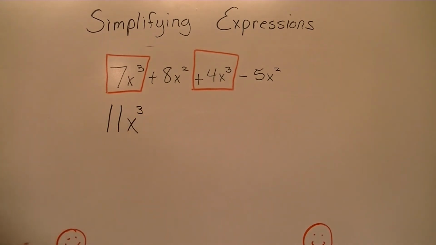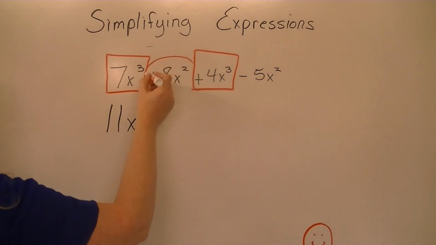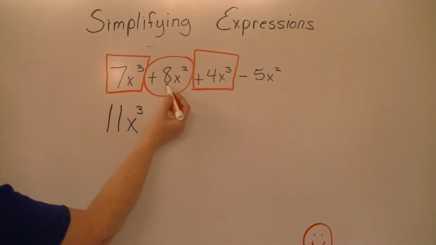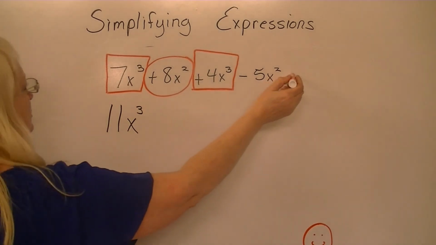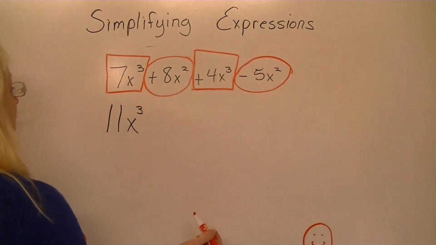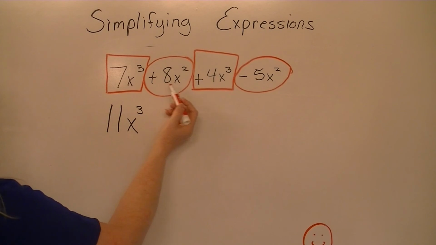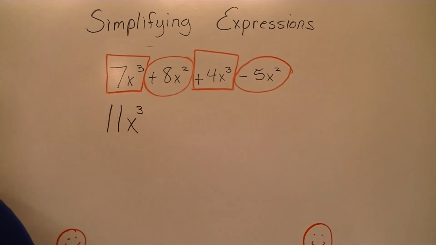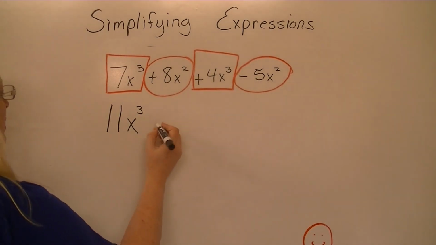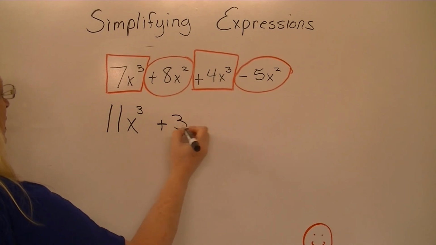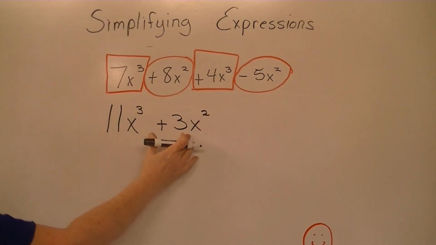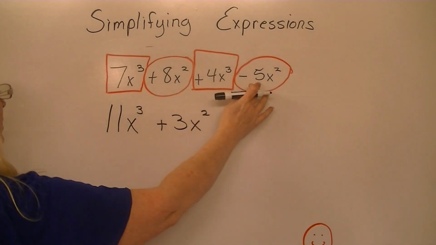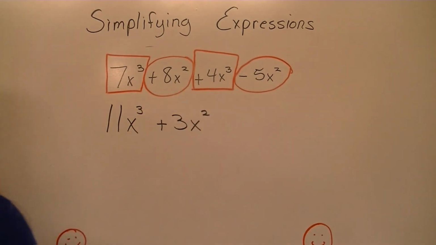Alright, now we're going to look at the other two. I have 8x squared. Do I have another x squared? Yes. It's right here, and it's negative. So I have a positive 8 and a negative 5. So I'm going to solve that, and that would be positive 3, and then I just keep my x squared. It doesn't change the power when you add. The power stays the same on the variable. And that's the answer simplified.